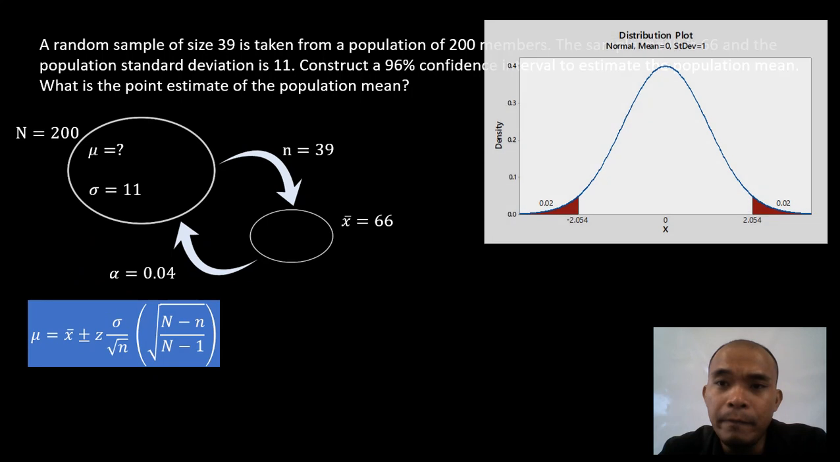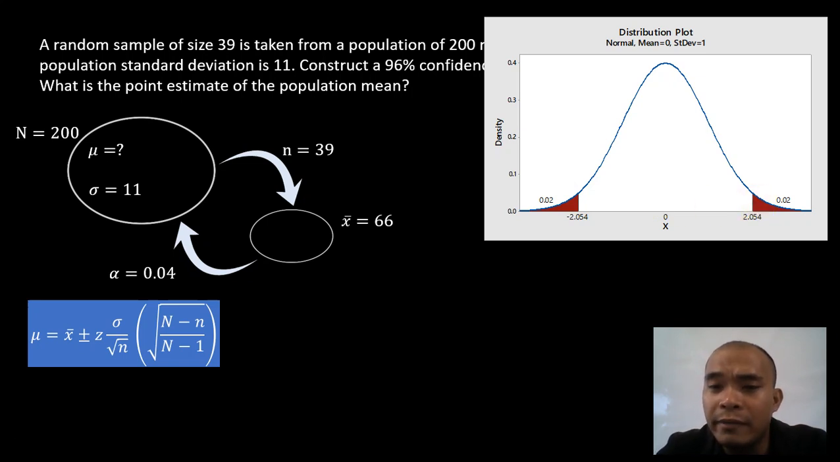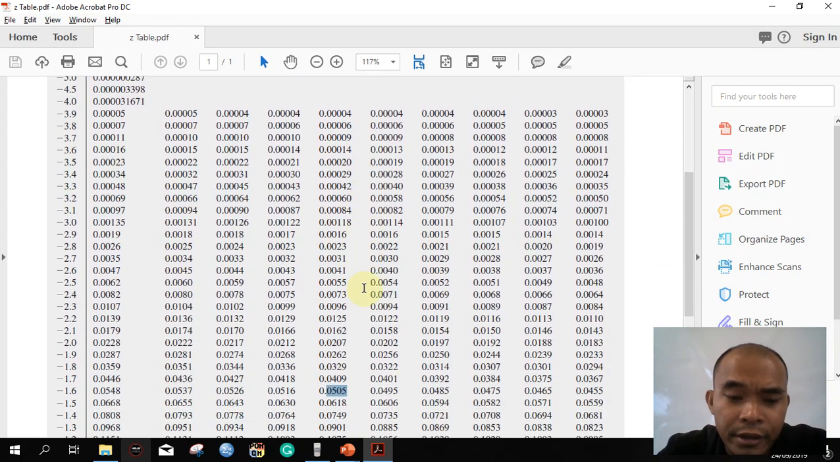Before that, we have to solve the value of our z-score for the 96%, or in this case, the alpha of 0.04. But guys, we have to remember that in a confidence interval, we have to divide the alpha by 2, because in a confidence interval we consider the two tails. That is why in this distribution plot, the 0.02 here and the 0.02 here, and afterwards you look for the value of 0.02 in the z table. That should be around here.